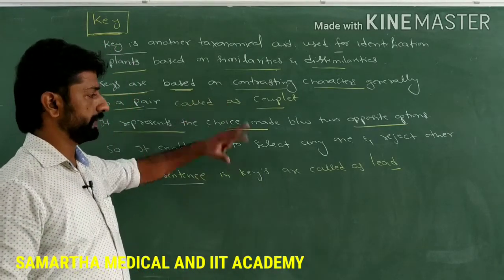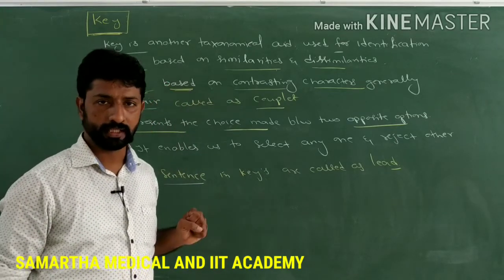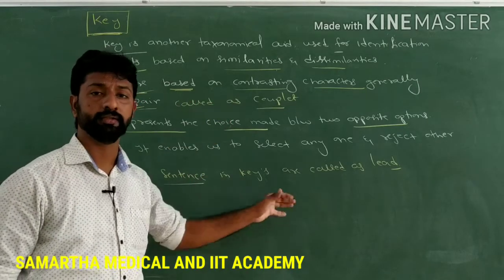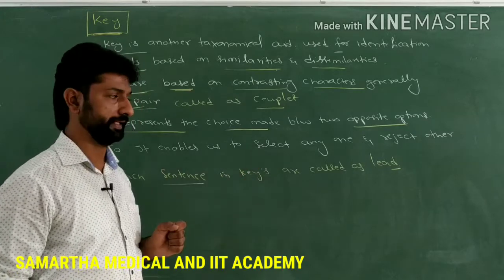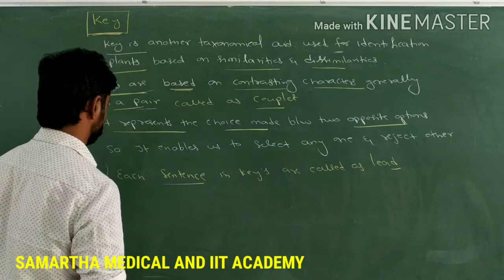So what do you mean by couplet and lead in key? A pair of contrasting characters in keys is called a couplet. In that pair, each line or each sentence represents a lead. That is called a lead.